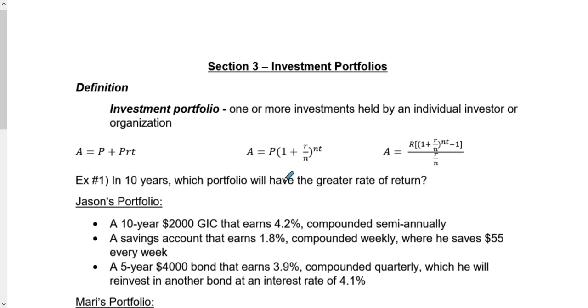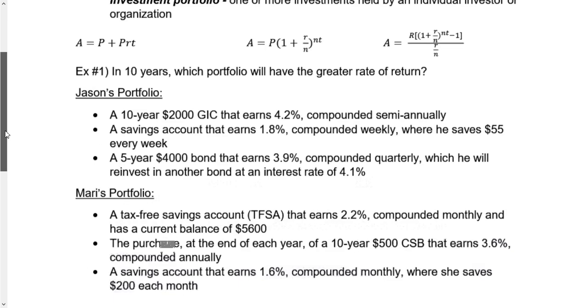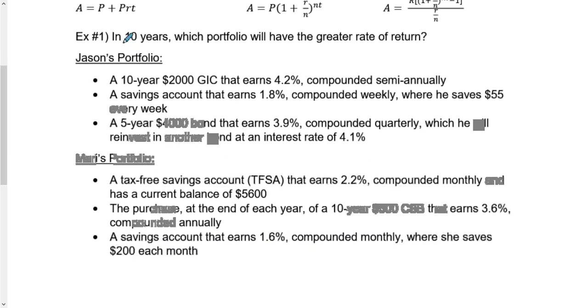You can have one lump sum that's earning compounding interest, or you can be putting a similar or the same amount away at regular intervals, which is also going to be earning compounding interest. So our first example, and actually our only example for this, is: in 10 years, which portfolio will have a greater rate of return, Jason's portfolio or Mario's?